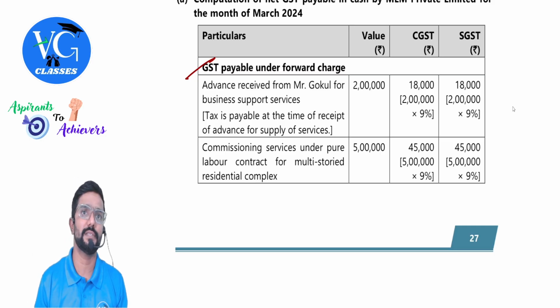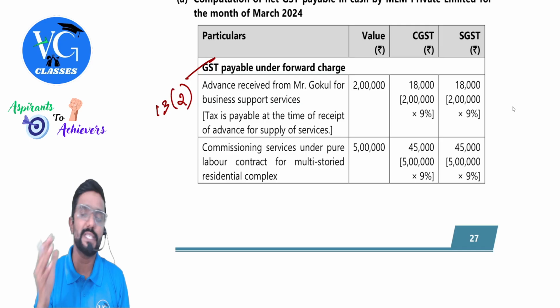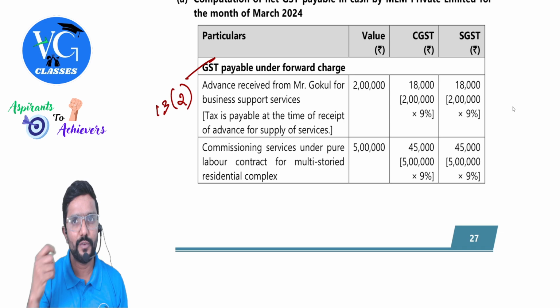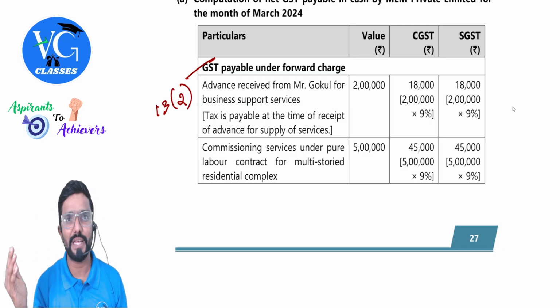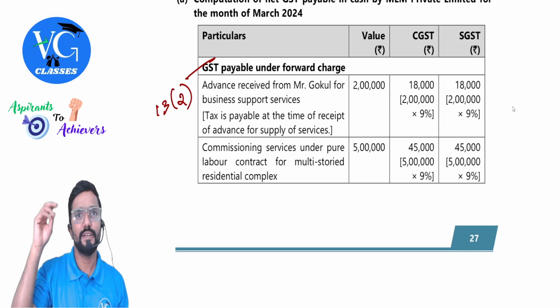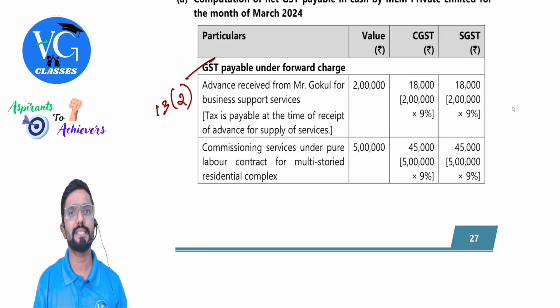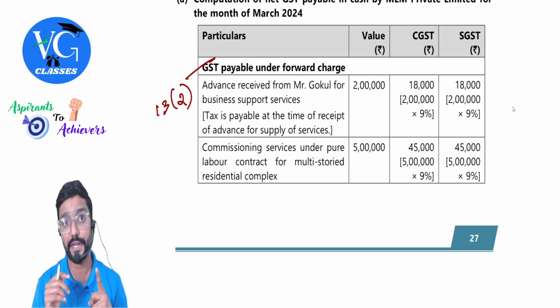Advance received from Gokul for business support services. Is it taxable, guys? Yes. As per Section 13(2), for supply of services which is taxable under forward charge, the time of supply depends on whether the invoice is issued within the due date or not. But one of the dates is the date of receipt of payment, and here supply has not taken place, so you need not worry about the invoice. Date of receipt of payment is the earliest date. So is it taxable when advance is received? Yes. So 2 lakh, as it is a service, 9% GST each. Please be careful. For goods, a different rate is given. For services, a different rate is given.